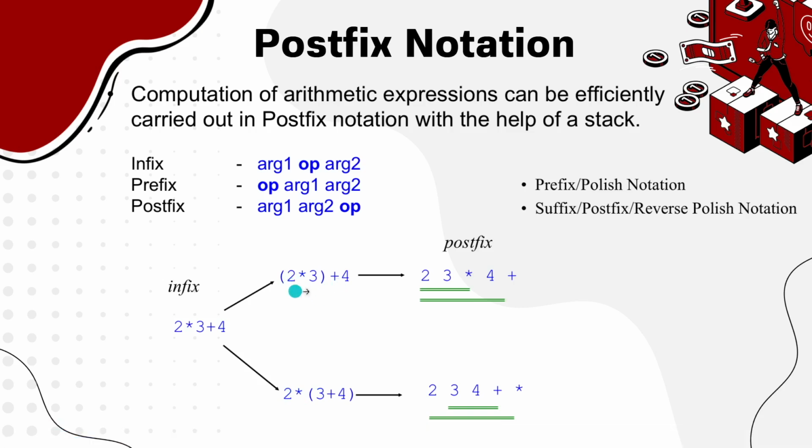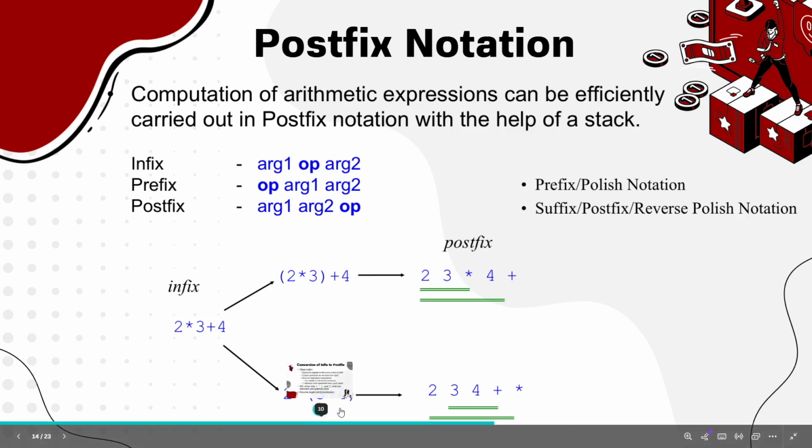I have marked the brackets in such a way that 2 star 3 is evaluated first, followed by summing up of 4. If this is the case, as you know very well how to convert an infix into a postfix notation, star would appear after 3 and plus would appear after 4. So, this would be our equivalent postfix expression.